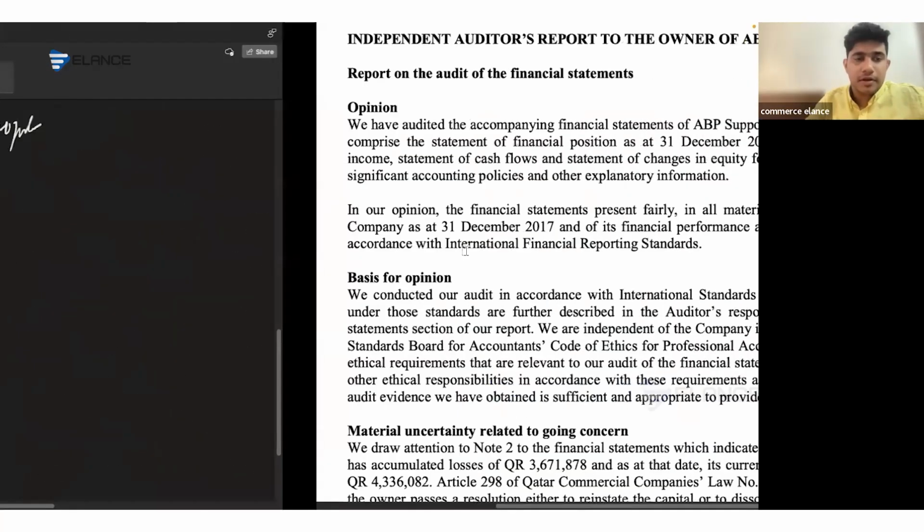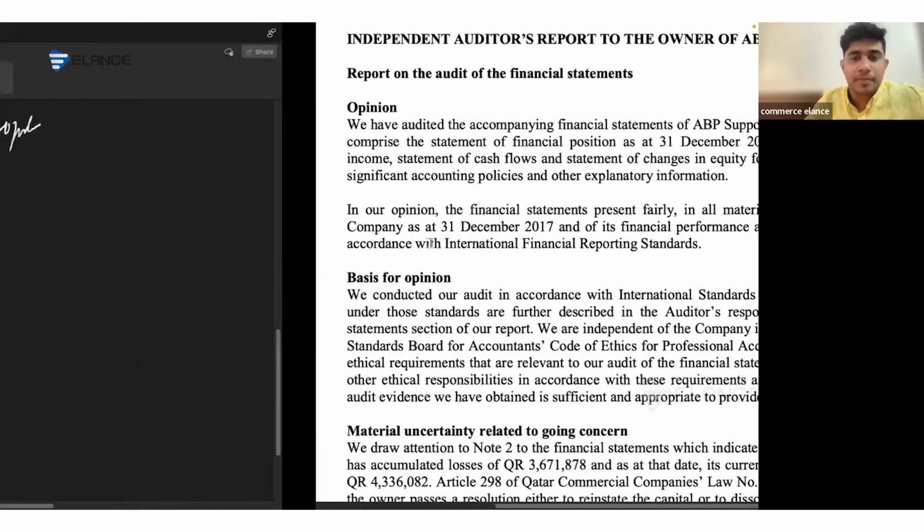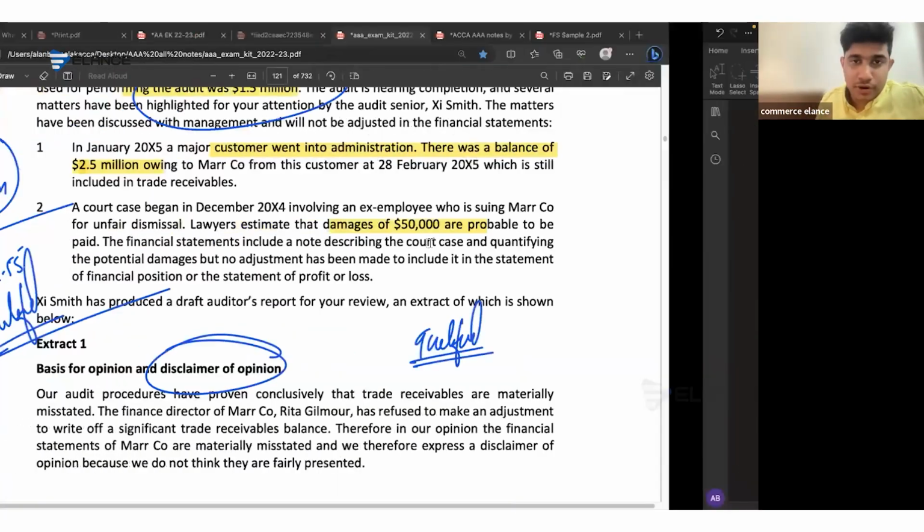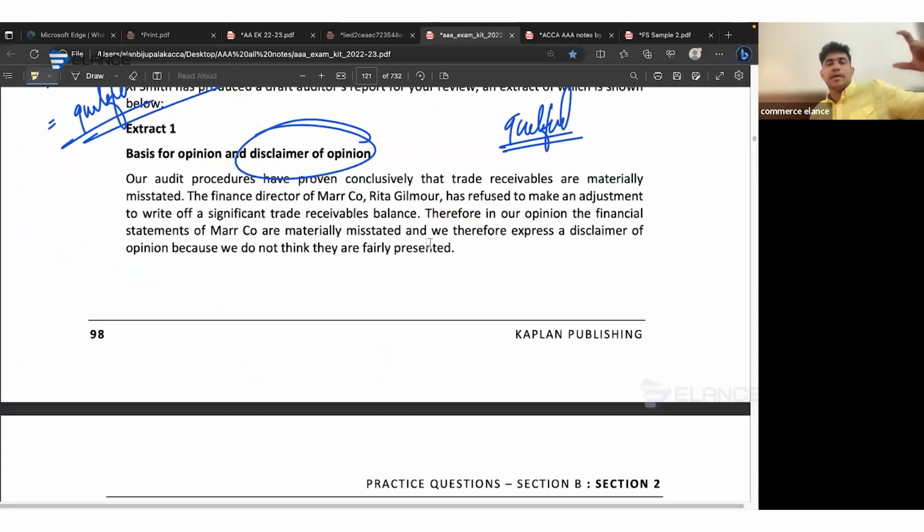So as you can see over here, is the opinion and basis of opinion heading appropriate? No, it is not. Because first of all, the opinion paragraph has to be expressed by the auditor. Following the opinion paragraph only, the basis of opinion paragraph needs to be provided. That is not the case here. They have combined both paragraphs together, which is inappropriate. Explain it in your own words. At the same time, you can mention that even the heading is not appropriate because instead of disclaimer of opinion, they have to provide qualified opinion and basis for qualified opinion.